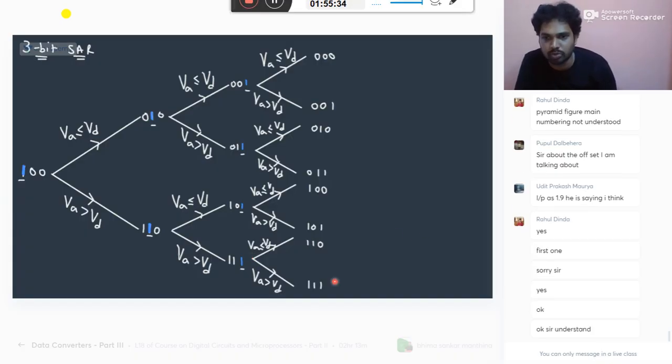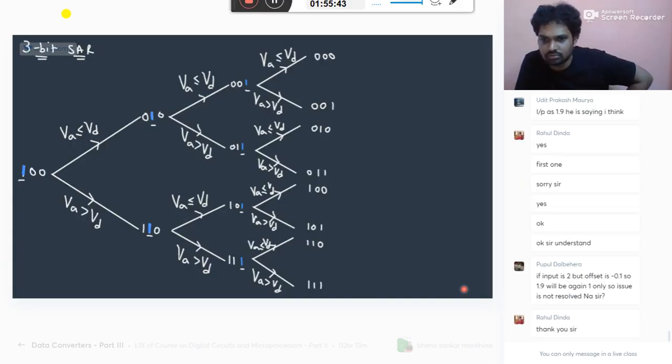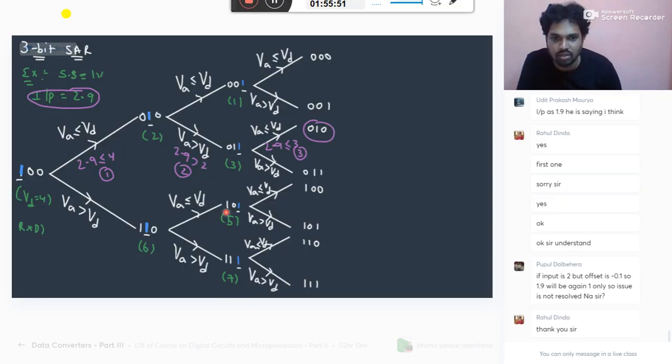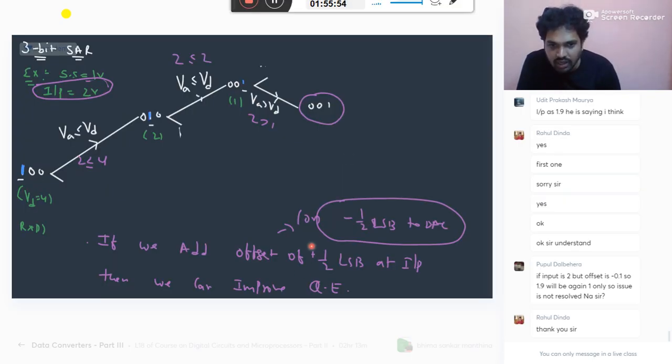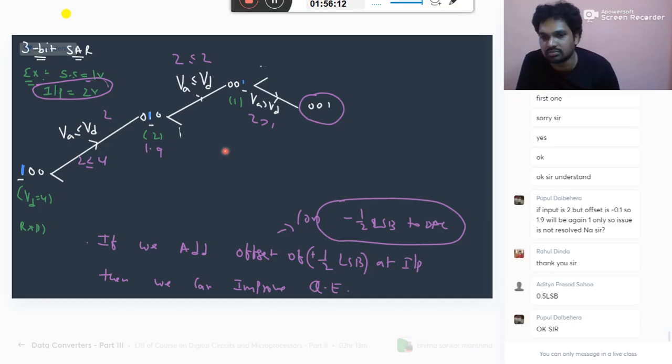Okay, fine. Then Kukul: Sir, if input is 2 but offset is minus 0.1. I said half step size. I am not saying minus, plus. Kukul, see here. I told add, not subtract. Add 0.1, not subtract 0.1. I said add 0.1 to the input or subtract that half LSB from the DAC. If DAC value is 1.9, your input is 2. What happens? 2 is greater than 1.9. Got it?